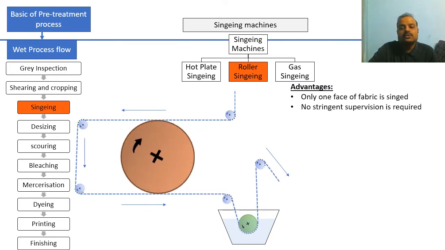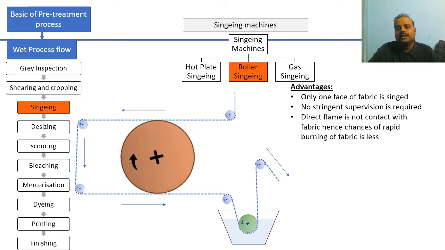The second advantage is that no stringent supervision is required. Next, the direct flame does not contact the fabric, hence the chance of rapid burning of the fabric is less. I think the advantages are very similar to the hot plate singeing machine. Obviously the fabric is not directly coming in contact with the flame; it is in contact with the hot surface, not a flame, right? And that's why rapid burning of the fabric is avoided.